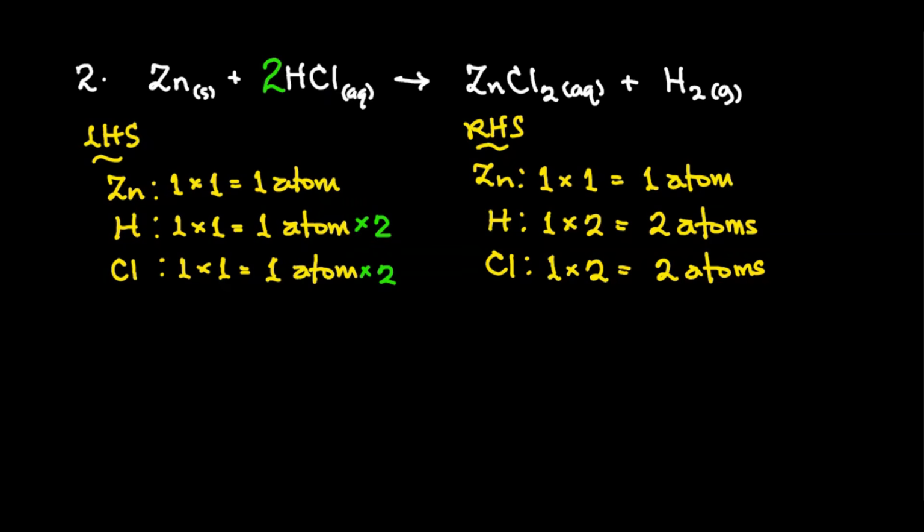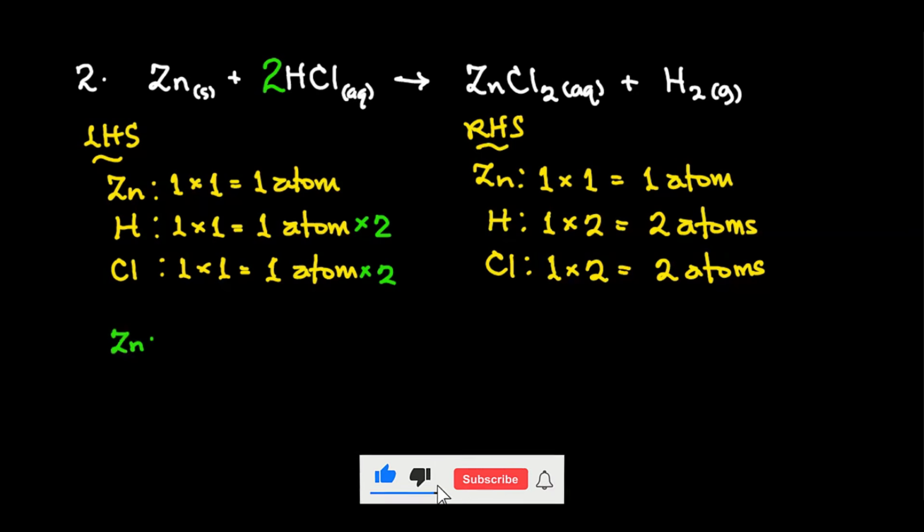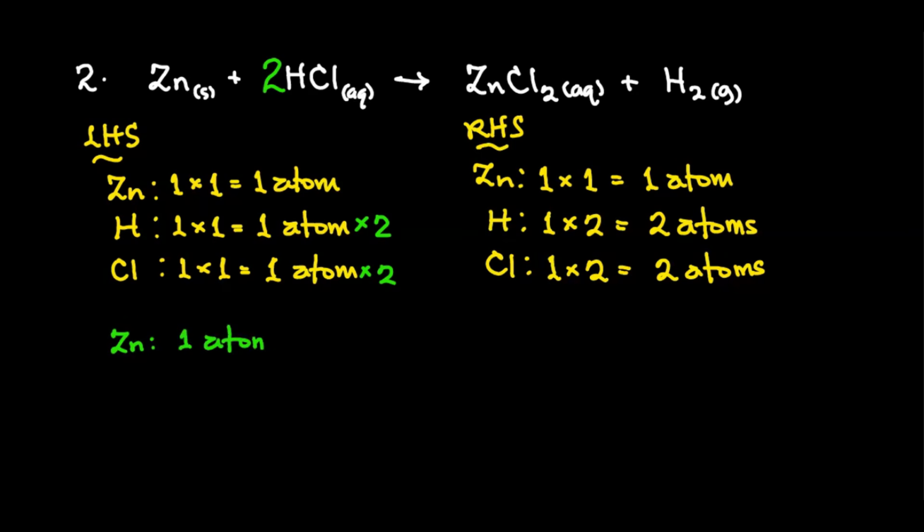Our zinc, after adding that, is still 1 atom on the left-hand side. Zinc is still 1 atom on the right-hand side. Hydrogen is now 2 times 1, that's 2 atoms on the left-hand side, and hydrogen on the right-hand side is 1 times 2.